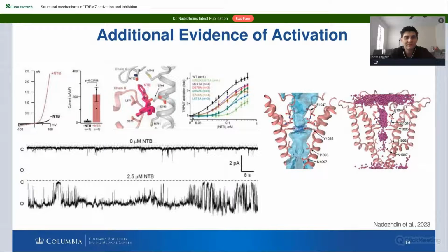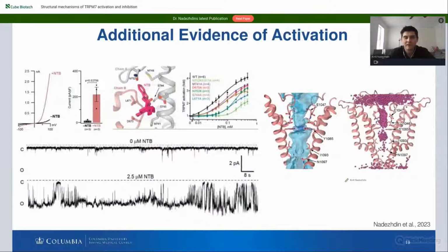We also did some experiments with single channel recordings because our protein had a tag attached to it, and this tag may influence the function of the channel. But it looks like without adding nitroben, nothing happens. When we add the activator, it does open. So it's additional physiological evidence that our channel is functional.